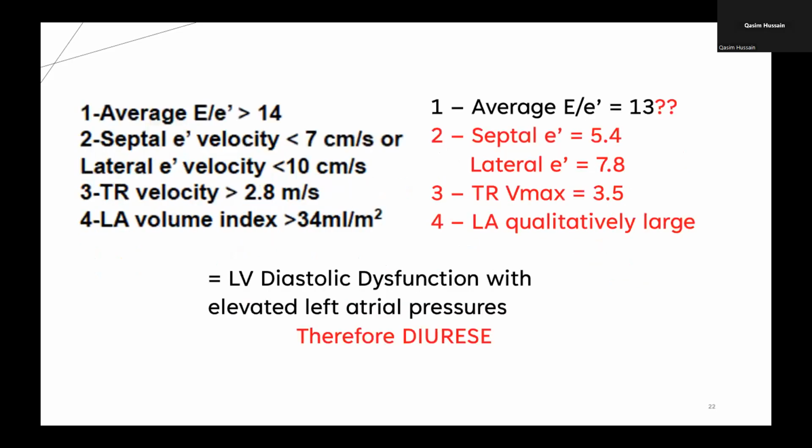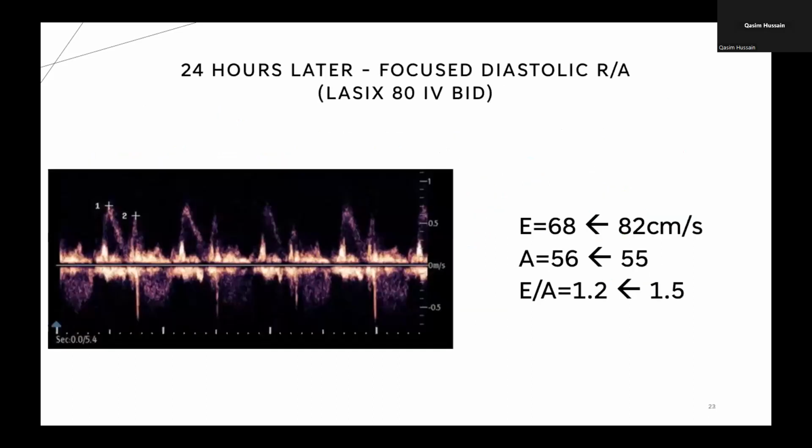We've diagnosed left ventricular diastolic dysfunction, meeting the criteria with 3 out of 4 of these variables being positive, with elevated left atrial pressures. Therefore we opted to diurese this patient. I believe her home dose of Lasix was 80 milligrams PO BID, and we then started 80 IV BID.